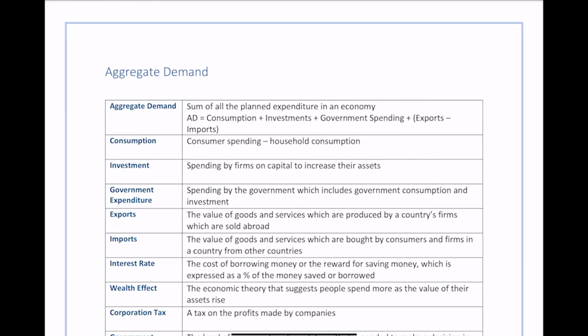In this chapter, we'll be looking at aggregate demand. So going right into it, aggregate demand is basically the sum of all planned expenditure in an economy. There's only four parts you need to really know about it. Aggregate demand is consumption plus investments plus government spending plus the net of exports minus imports.